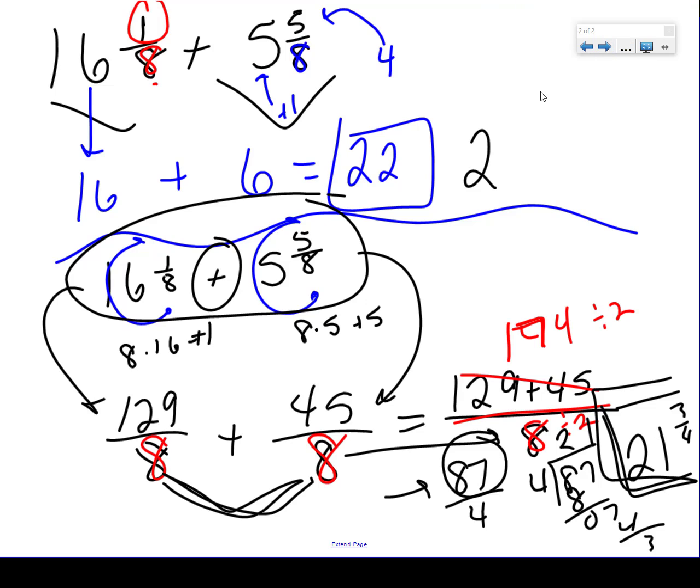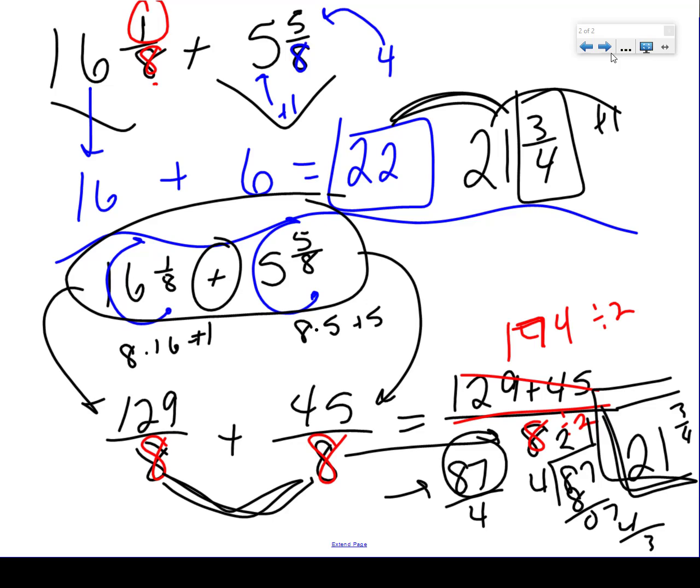So is 21 3/4 comparable to the estimate answer of 21? Yes, because this is almost another one whole, and 21 and 1 would be 22. So yes, it's almost another whole. It's almost the exact answer.